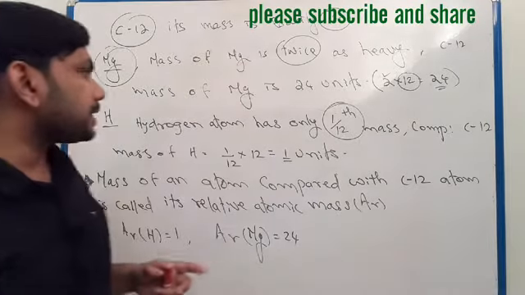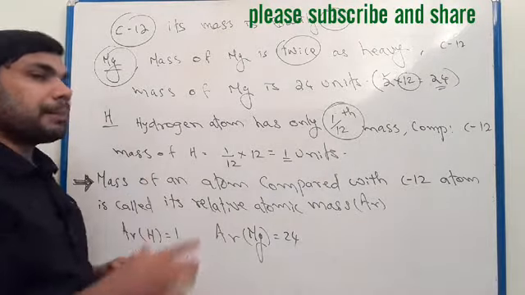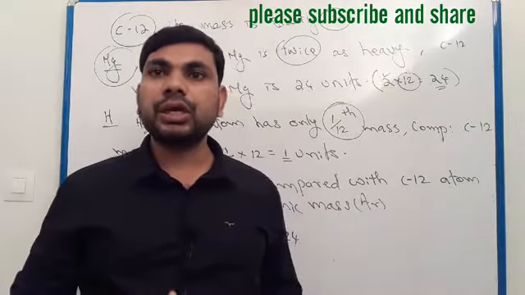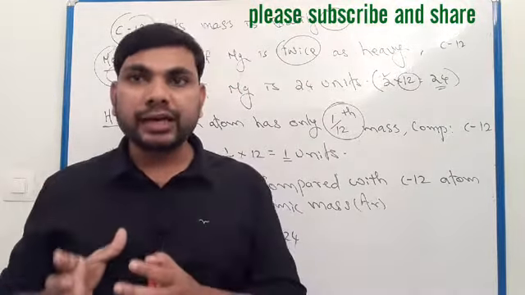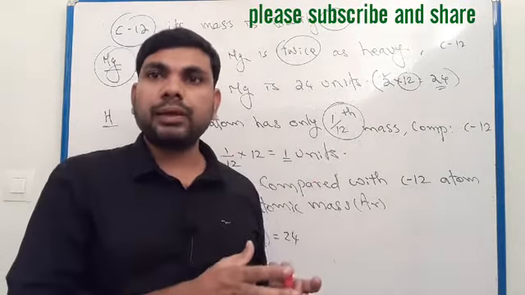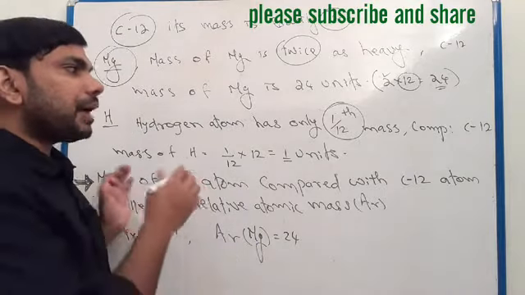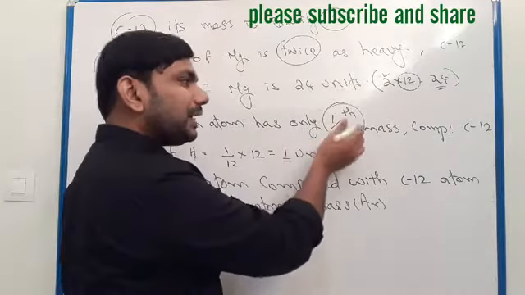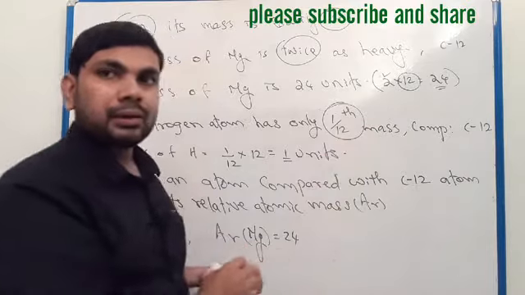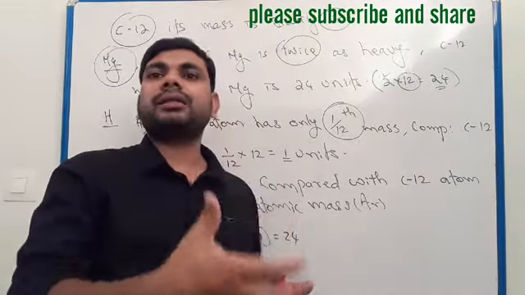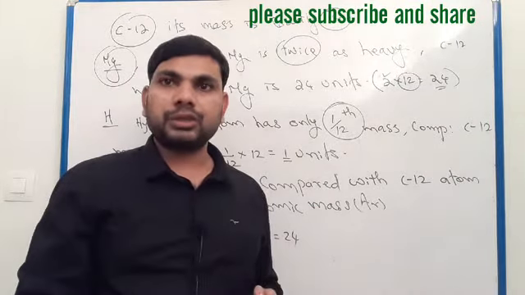Similarly, as another example, you want to find the mass of hydrogen. You compare the mass of hydrogen with carbon-12 in the spectrometer, and you can see that the mass of hydrogen is 1 by 12th of the mass of carbon-12.